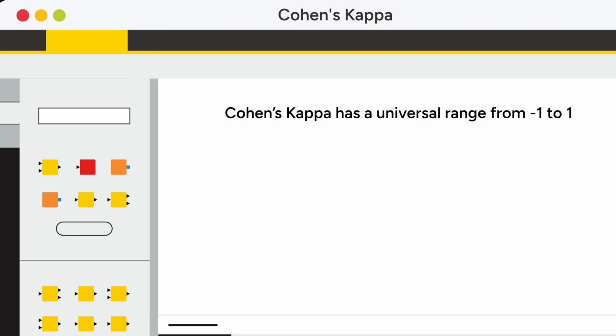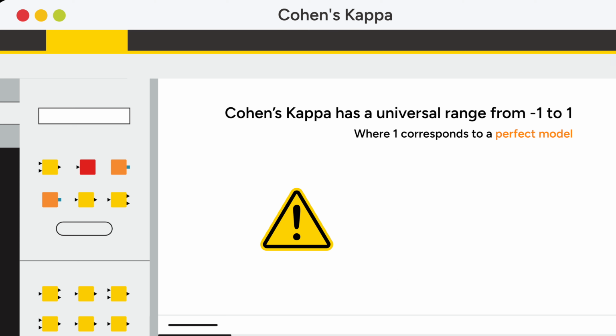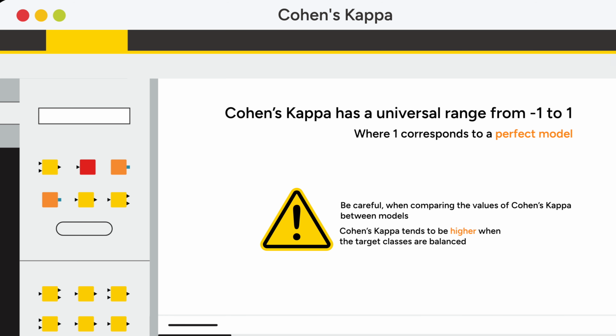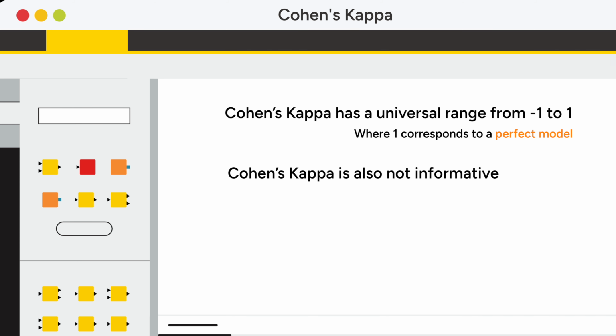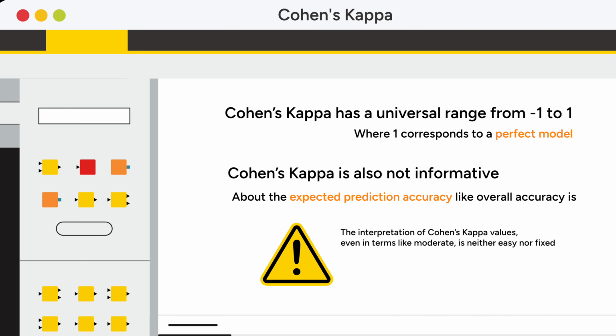Cohen's Kappa has a universal range from -1 to 1, where 1 corresponds to a perfect model. However, be careful when comparing the values of Cohen's Kappa between models, because Cohen's Kappa tends to be higher when the target classes are balanced. Cohen's Kappa is also not informative about the expected prediction accuracy like overall accuracy is. The interpretation of Cohen's Kappa values, even in terms like moderate, is neither easy nor fixed.